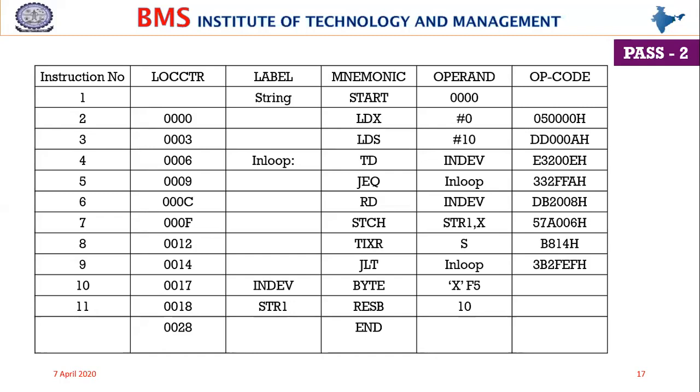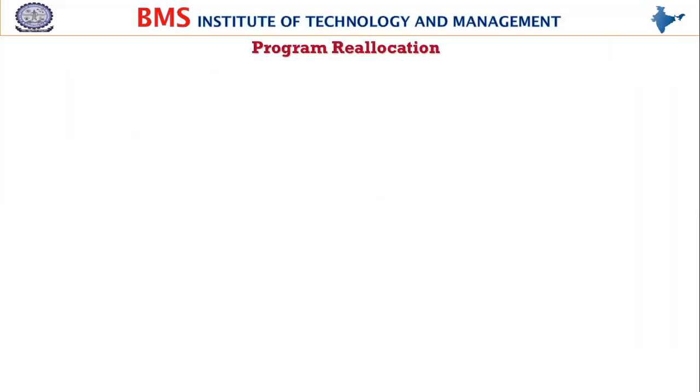Then who is going to have the problem? If at all I have a format 4 instruction, in a format 4 instruction I have specified the address as something like 0017. Now the operating system has given you the address 3000. So the address should not be 0017, but instead it should be 3017. That should be changed. So the operand address in the format 4 instruction is supposed to be changed whenever we are going for a relative address. That concept itself we call it as program reallocation.